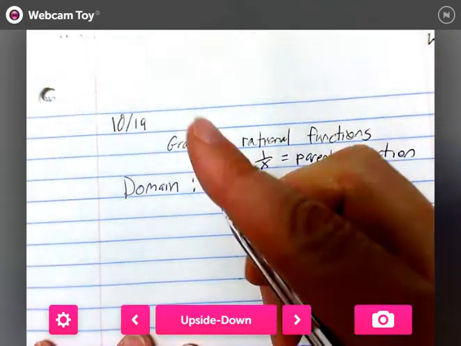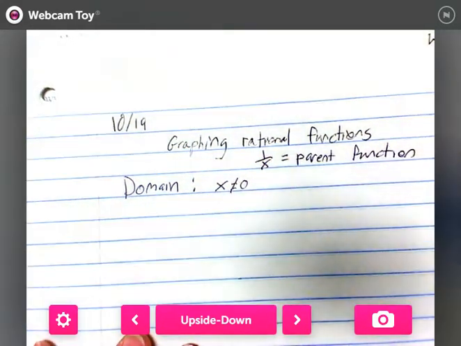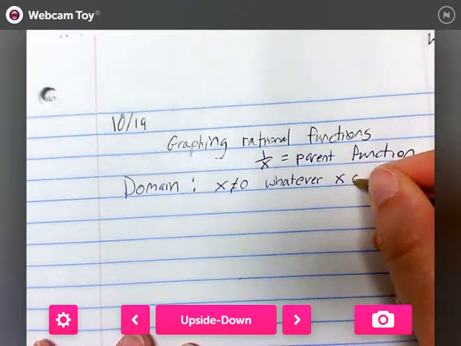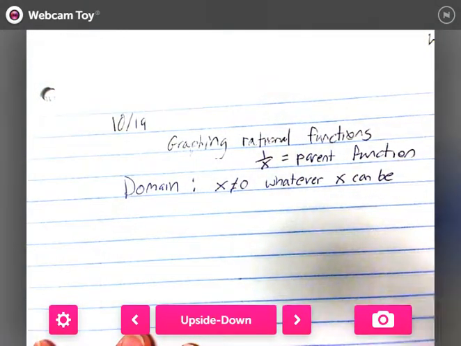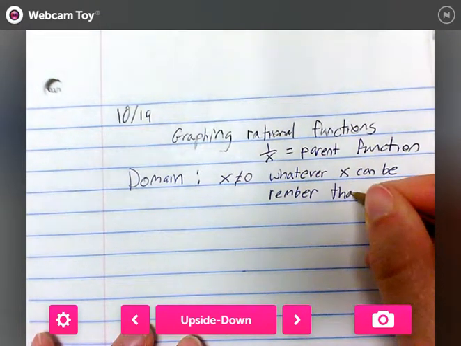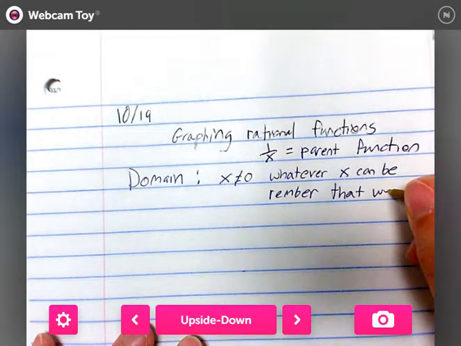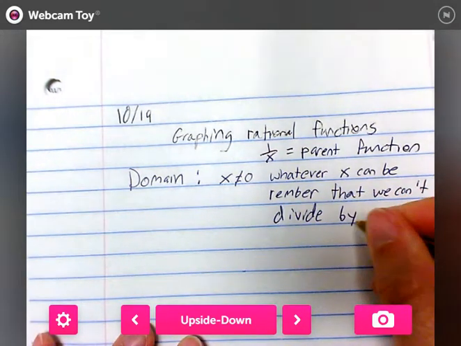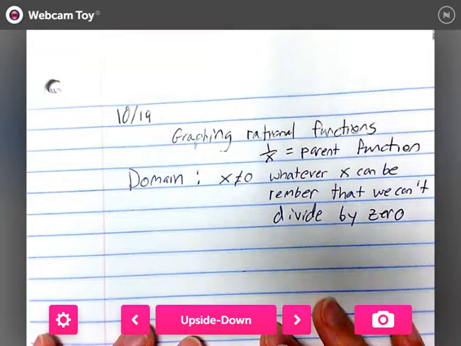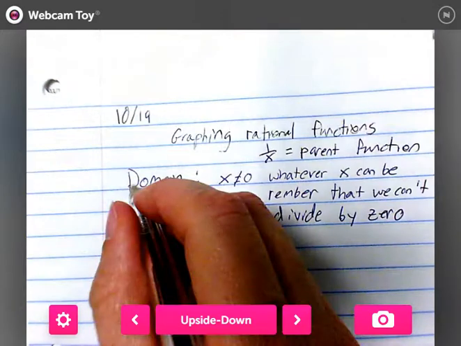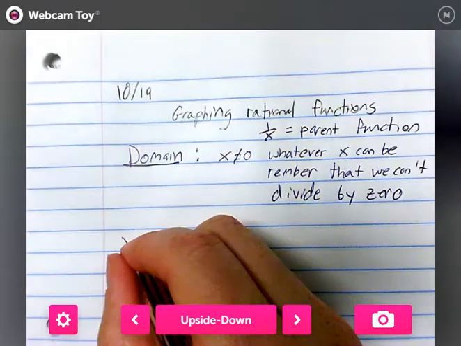So in this case, domain x cannot equal 0. So the domain is whatever x can be. And we've got to remember that we can't divide by 0. Okay? So domain is whatever x can be. A lot of times it's all real numbers. Sometimes there's a specific thing that x can't possibly be. So that's domain.